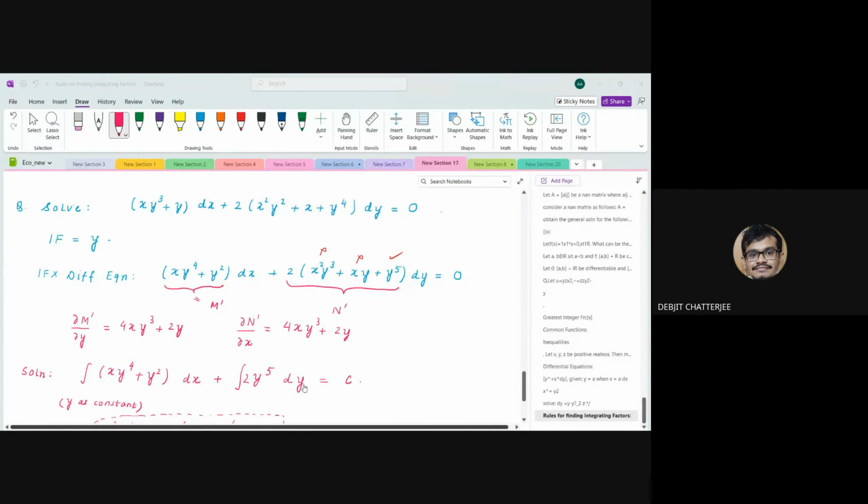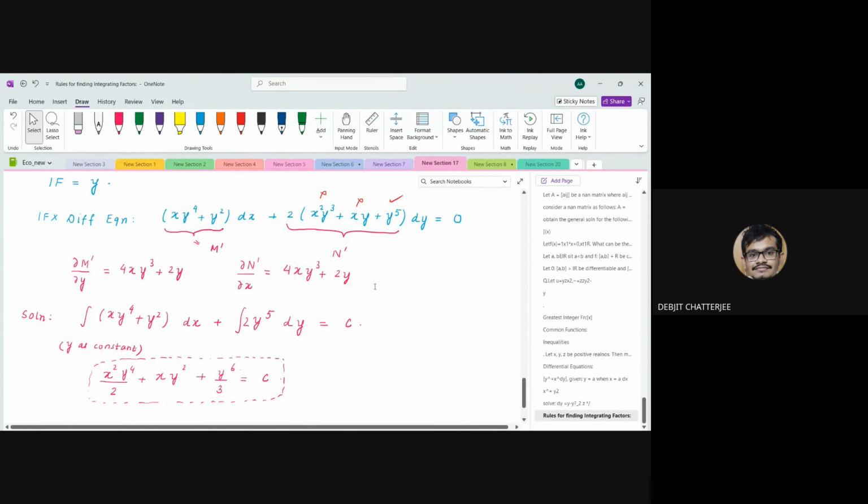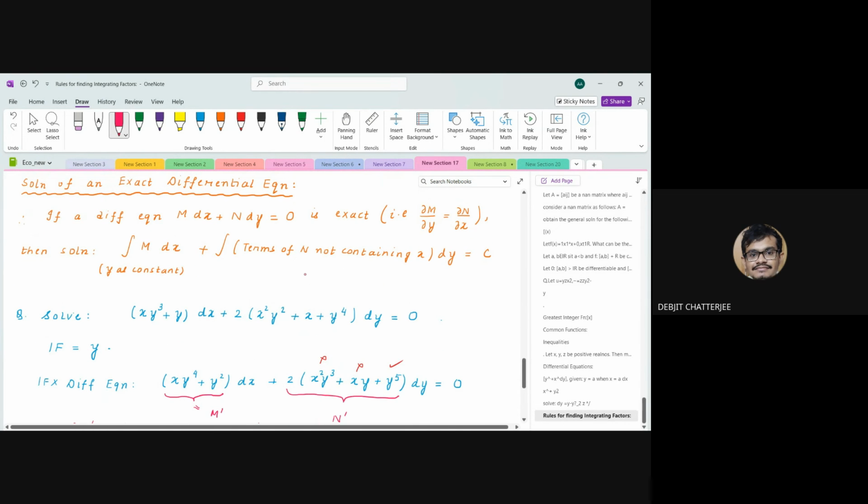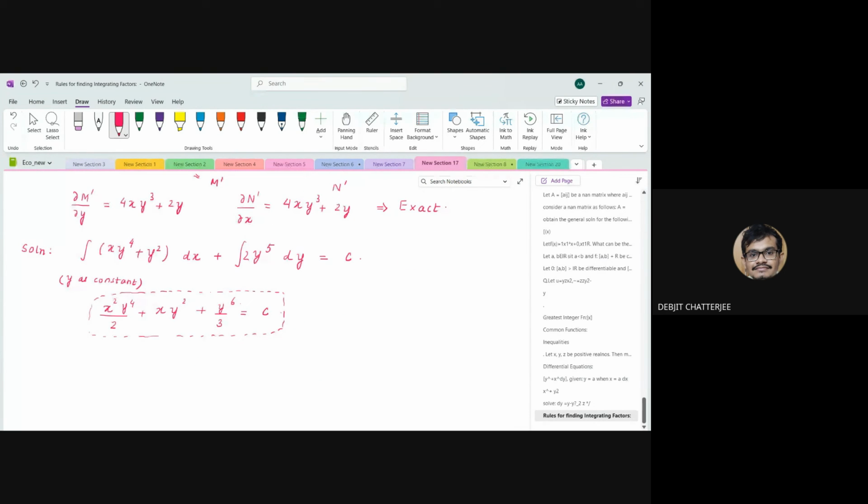So in the final step, what we did, after confirming that del M by del y equals del N by del x, that is after multiplying with the integrating factor, we just confirmed that indeed after multiplying with the integrating factor, the differential equation is becoming exact, right? So this was just to confirm. Then I am straight away using this formula. Will this always be exact? It will always be exact, right? Yes, it was just to double check, just to show you all.